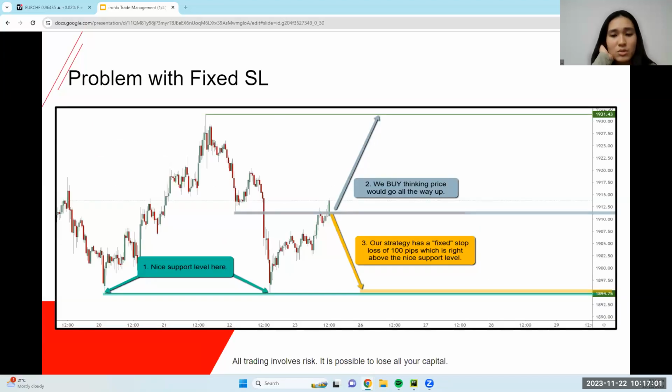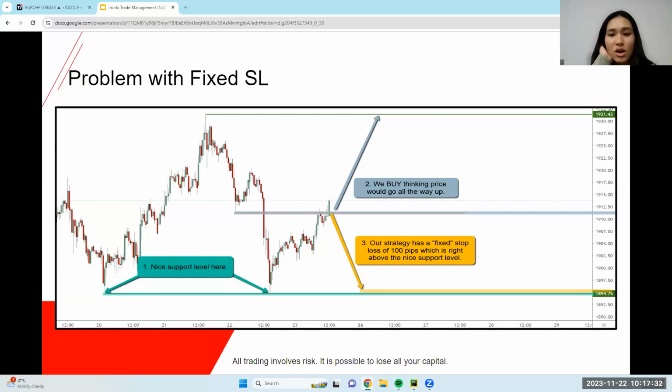So in this example, we are looking at why you shouldn't have a fixed stop loss. Here we have a support level with two swing lows in line with one another. You can see one swing low here and one swing low here. This gives us a really nice support level, and we can see that price has bounced off of this support level. We are expecting price to continue to rise to the swing high resistance over here.